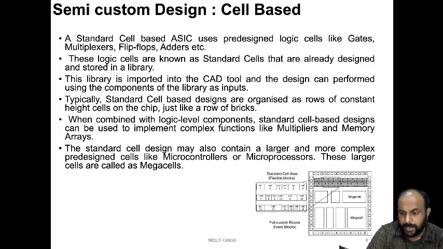Okay, and these standard cells which are pre-designed are stored in the library of the CAD tool, and this library is basically imported into the CAD tool and the design can be performed. So these libraries will be made available by the fab and that will be imported to the CAD tool in which the ASIC is designed, and the design can be performed using the components from these libraries as inputs. Okay, so typically standard cell library designs are organized as rows, as you can find in the picture. The standard cell heights are typically constant, just like when you are building a house, you will be having rows of bricks.